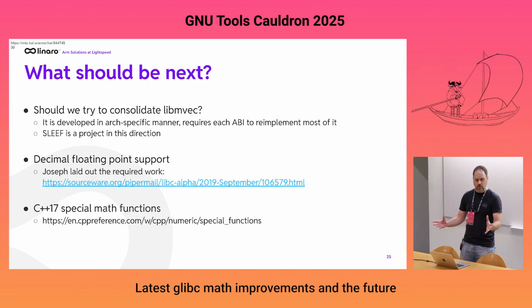Another possible project is adding the C++17 special math functions. There are, I think, 21 new functions that C++ implements itself in its header, so it might be an option to implement them in libm as an optimization. I don't know. I'm not sure how it's going to be used, or if C consumers are going to expect such functions.